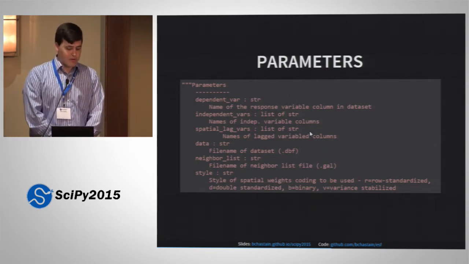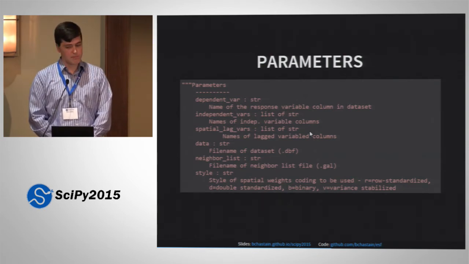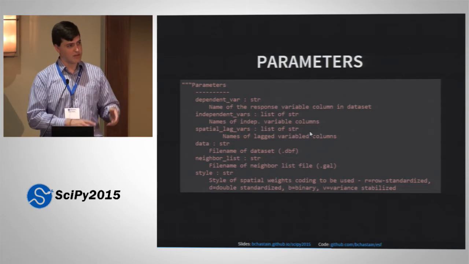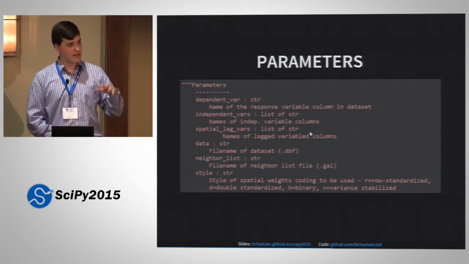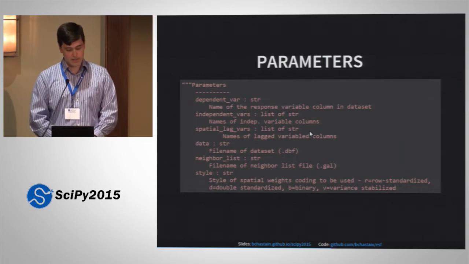Then there is the neighbor list, and this uses the GAL format, which can be generated using PySAL or GeoDa, which is just an encoding to set up that link matrix, what's connected to what. There are some functions in PySAL and GeoDa to generate this GAL file for you really easily, and the different styles you want to work with.